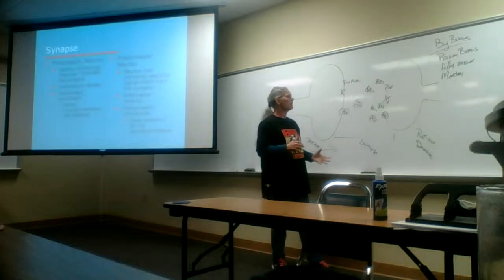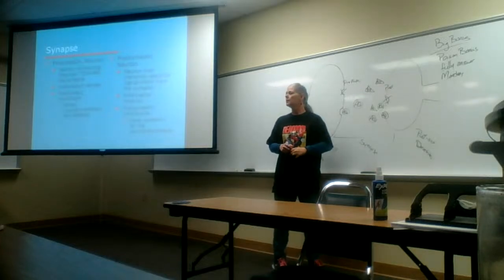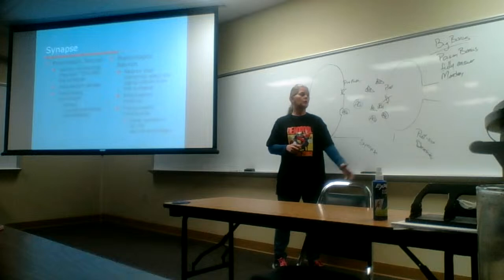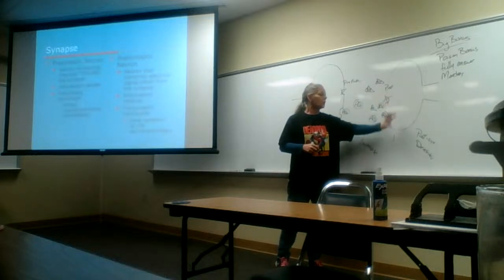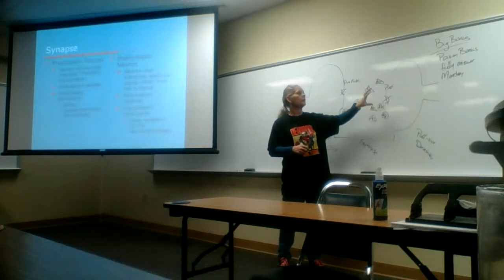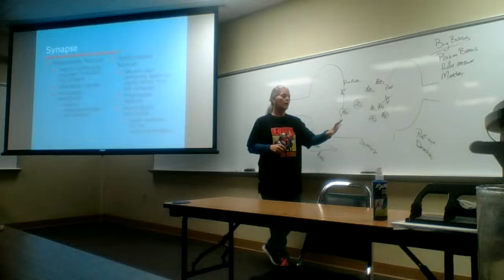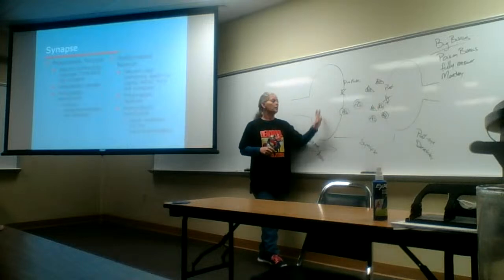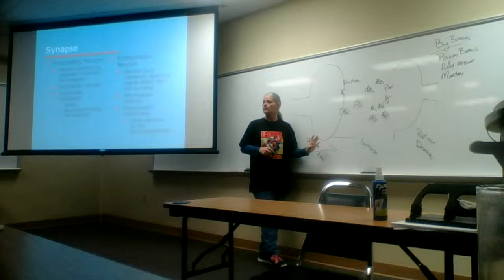So when we're talking about this, these are the terms we're going to use. The dendrites are always our receiver, so they're going to be associated with the postsynaptic cell, the postsynaptic membrane. Our axons are always the sender, so they're going to be associated with the presynaptic cell. They're going to be associated with the presynaptic membrane.